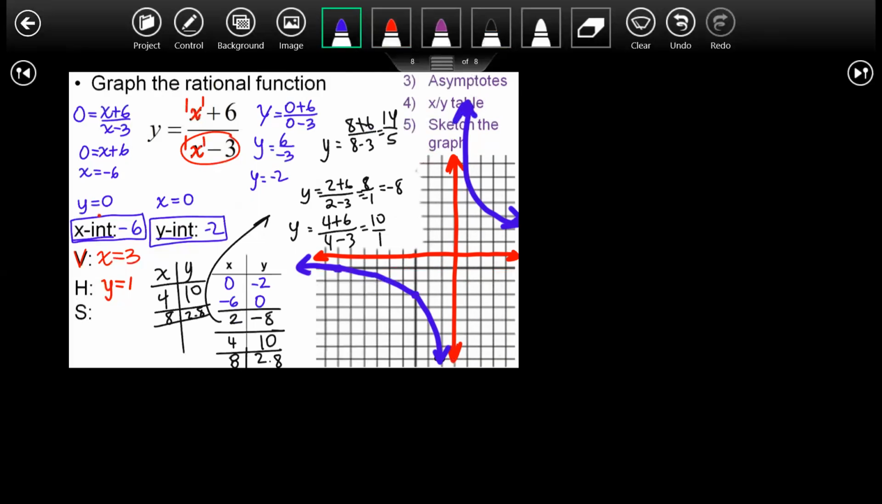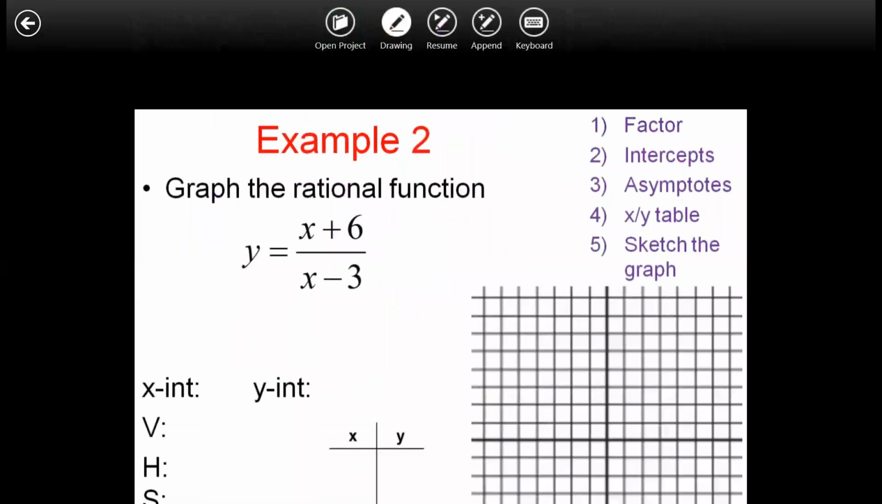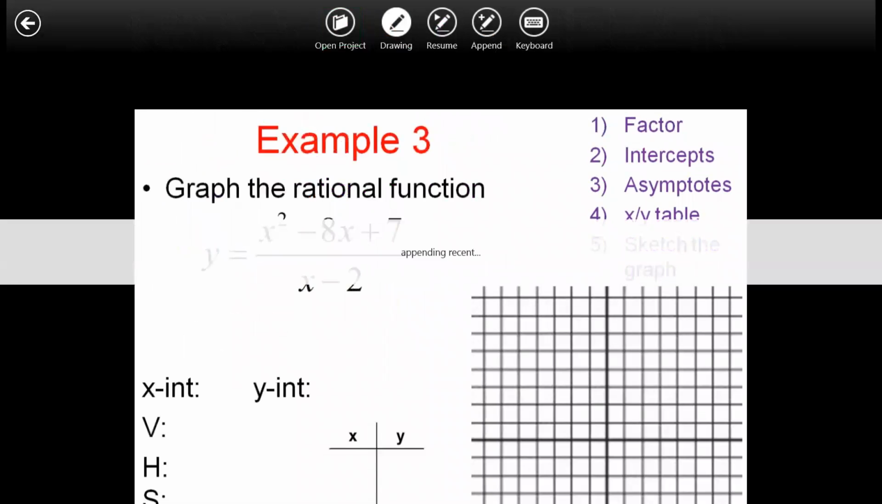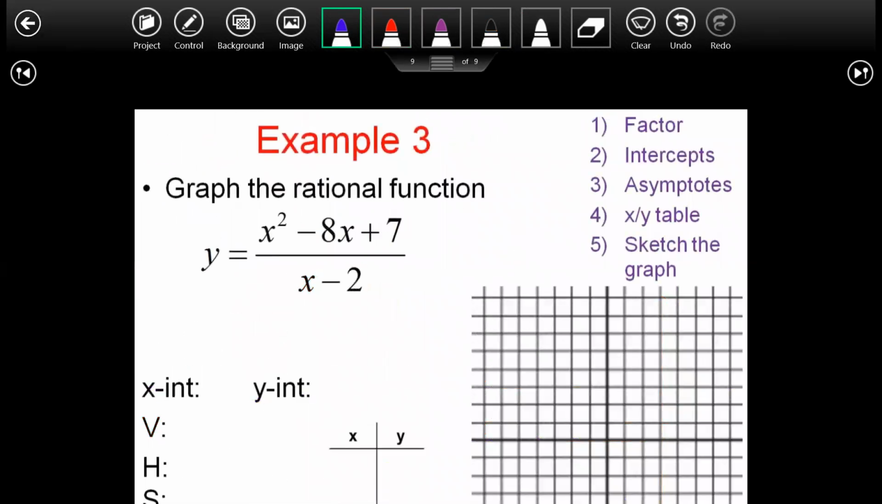Is this easy or hard? Finding the intercepts and finding the asymptotes are like half your points already. Being able to plug in your values, that's it. Cool? Okay, let's try a trickier one. We're going to try all different cases.